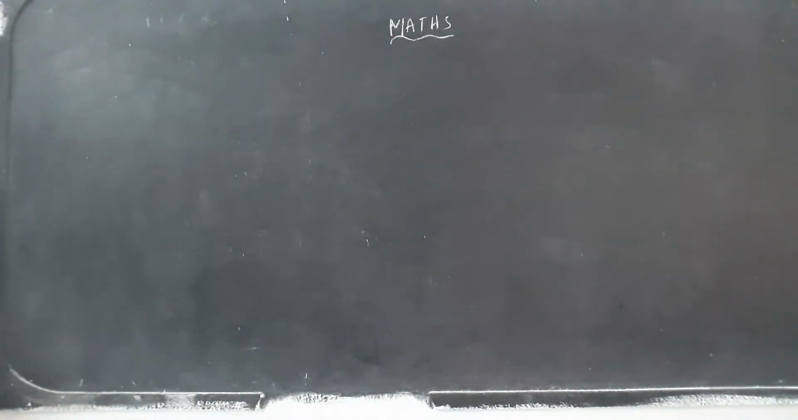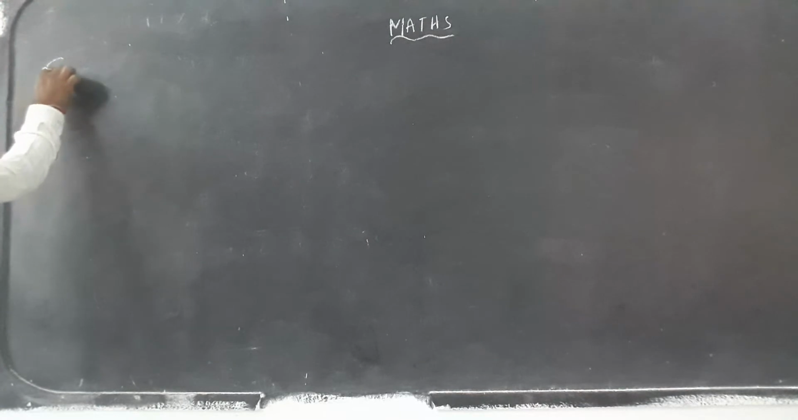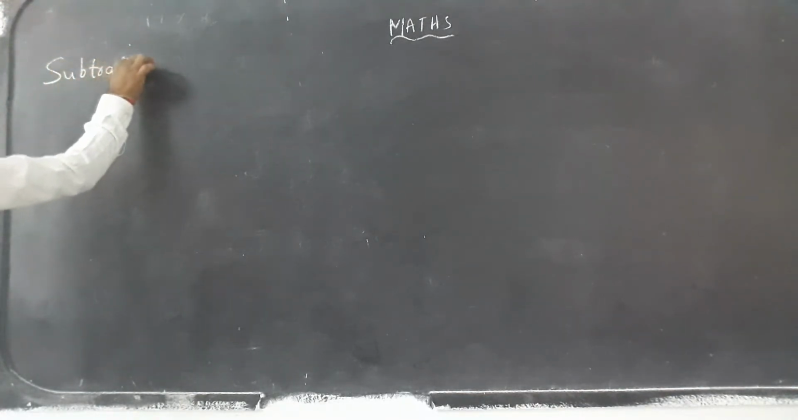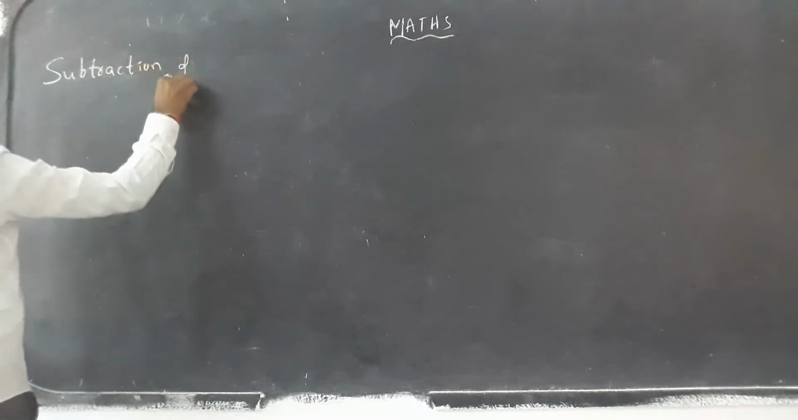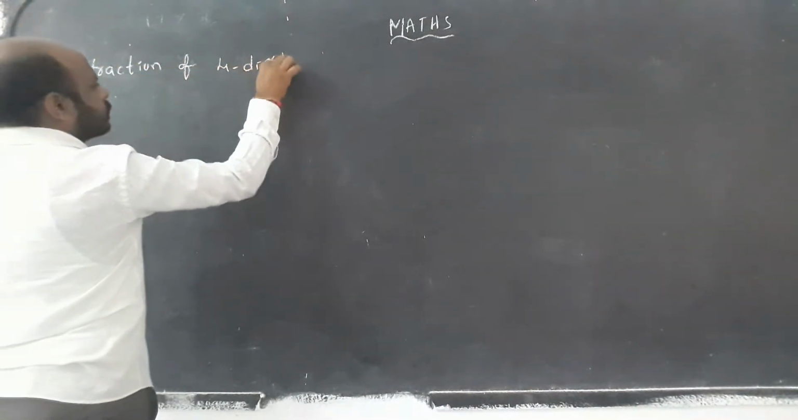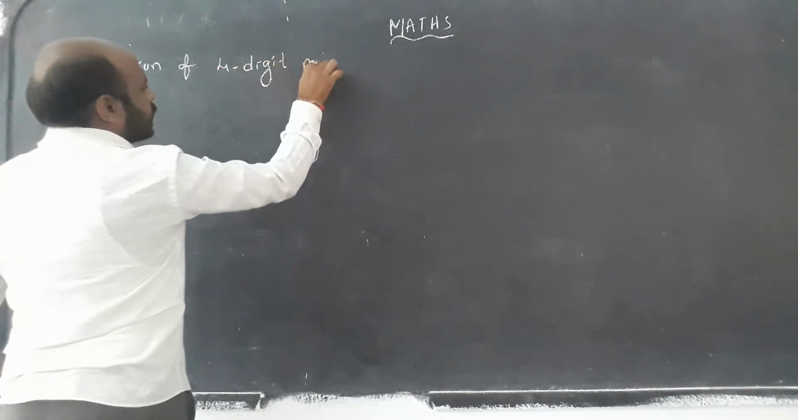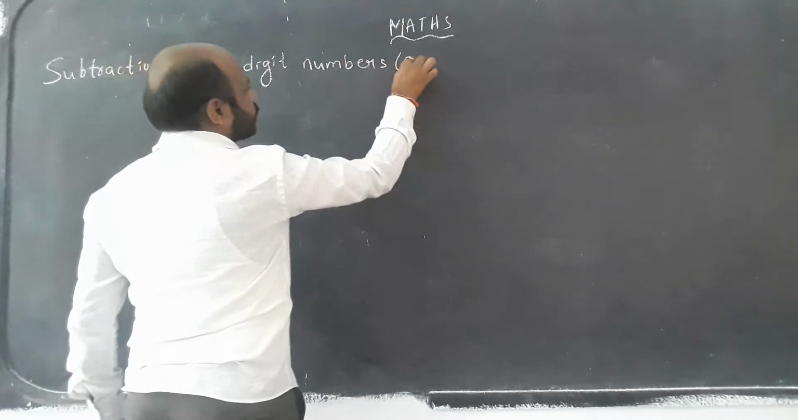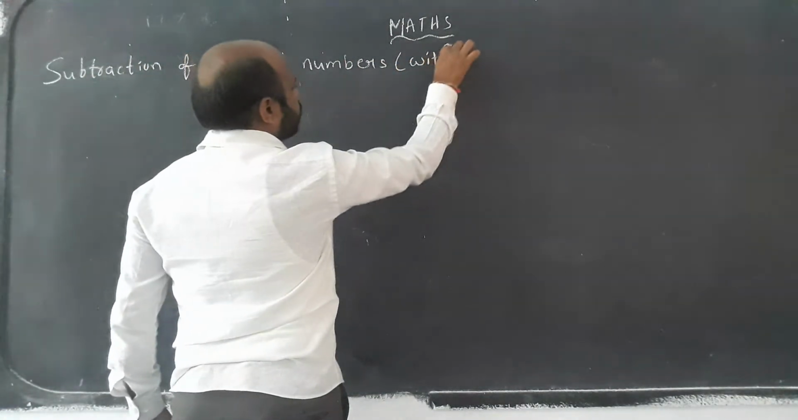First, subtraction of 4-digit numbers with borrowing.